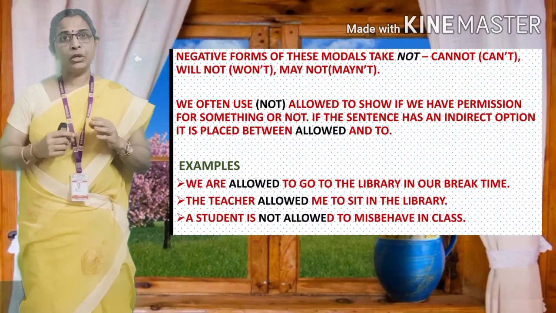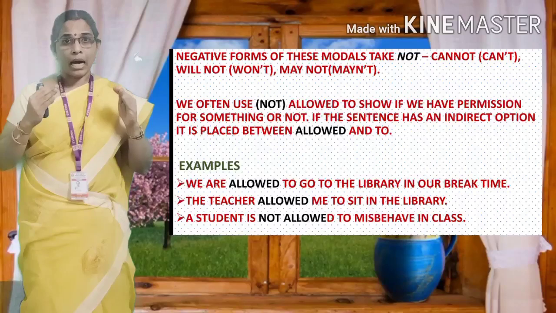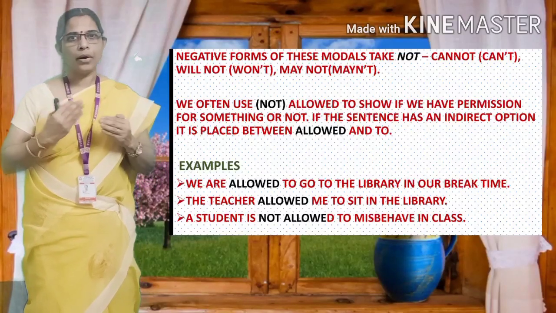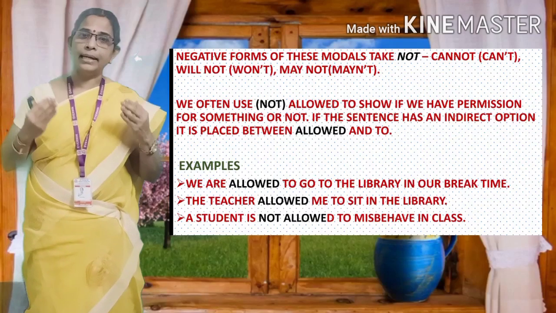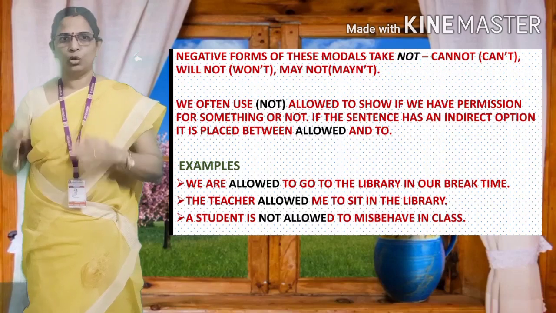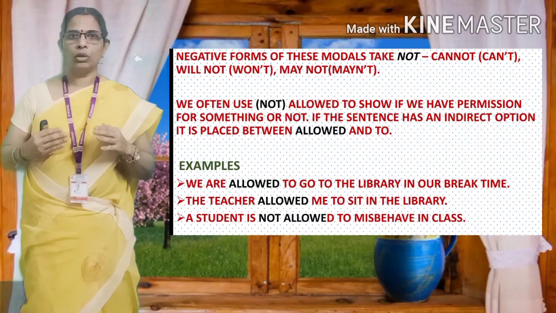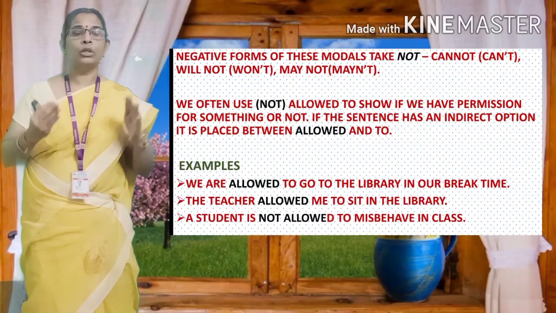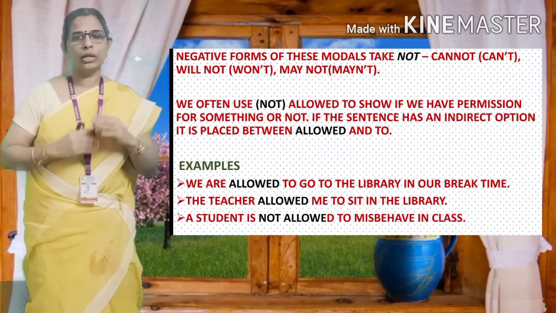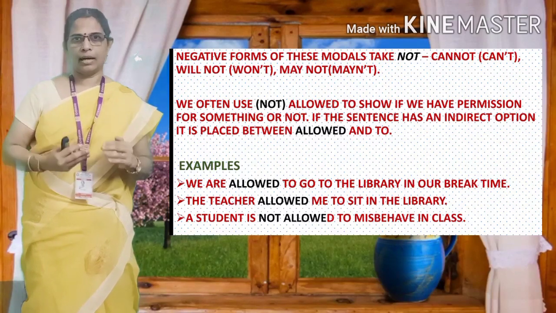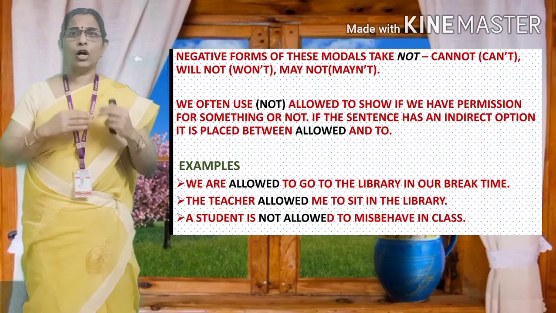Okay, we often use not allowed to show if we have permission for something or not. If the sentence has an indirect object, it is placed between allowed and to. We are allowed to go to the library in our break time. So only during break time, the students are allowed to go to the library. The teacher allowed me to sit in the library. So it is a kind of permission.